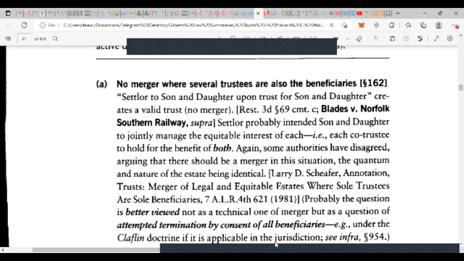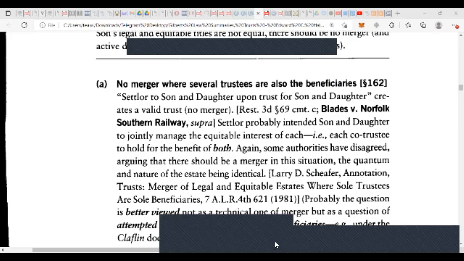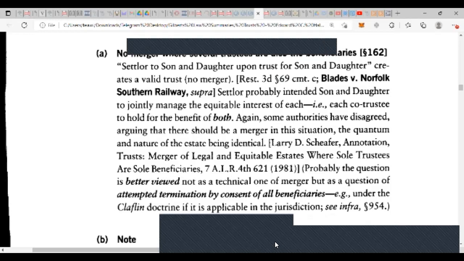Okay. No merger where several trustees are also the beneficiaries. Section 162. Settlor to son and daughter upon trust for son and daughter creates a valid trust, no merger. Restatement Third 69 comment, Blades versus Norfolk and Southern Railway, supra. The settlor probably intended son and daughter to jointly manage the equitable interests of each, i.e., each co-trustee to hold for the benefit of both.